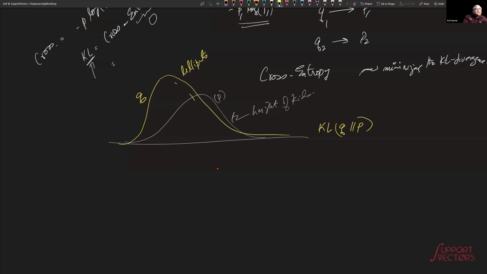How much surprised are you when you encounter Q, but you were expecting P? And there are many variations of it.